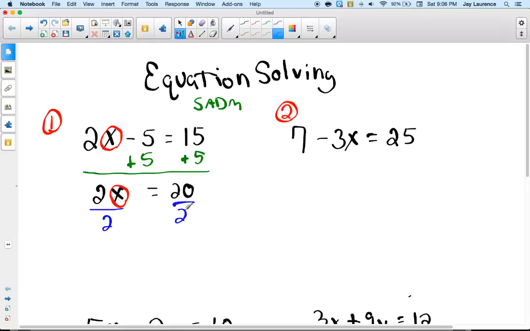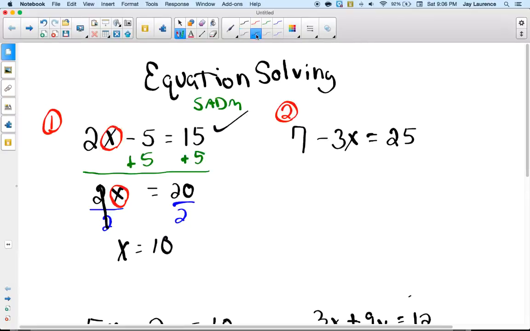Notice I'm not using division symbols, right? I'm using fractions. You'll see why soon. So the 2's will cancel, leaving 1x. 20 divided by 2 is 10, and therefore x is 10. Now I can check myself. 2 times 10 is 20. 20 minus 5, 15. It checked.